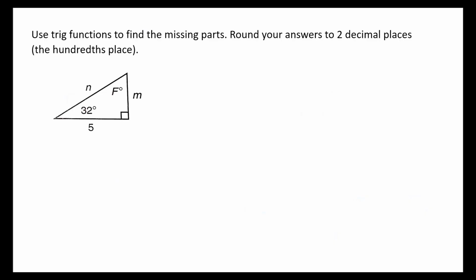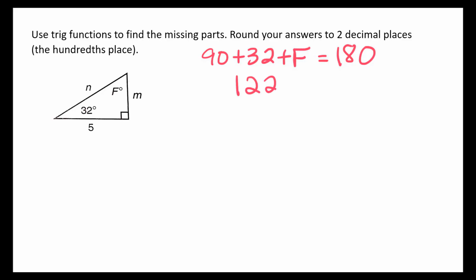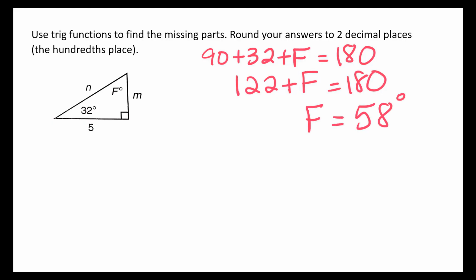So take a look at this example. We want to use trig functions to find the missing parts. Round your answer to 2 decimal places. Okay, so let's say we want to find angle F. A triangle has 180 degrees total inside of it, so 90 plus 32 plus f should equal 180 degrees. So that is 122 plus f equals 180. So f is going to be 58 degrees.